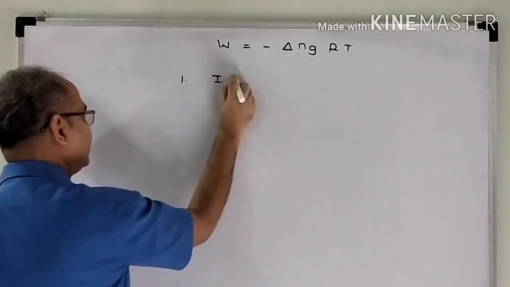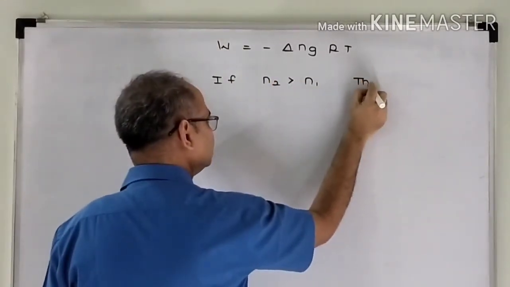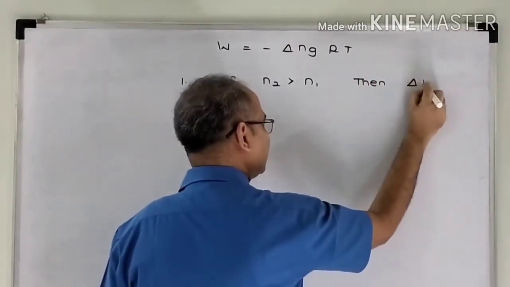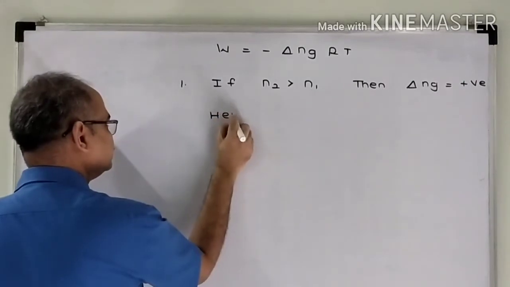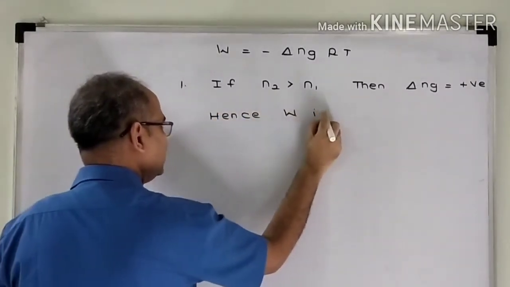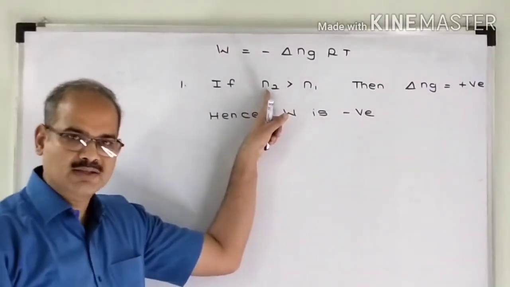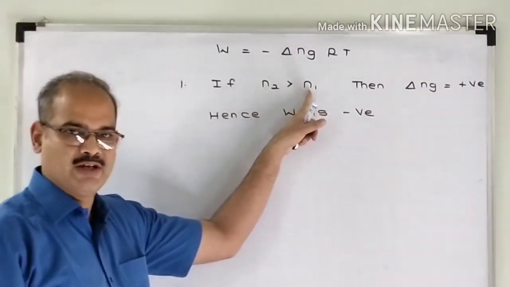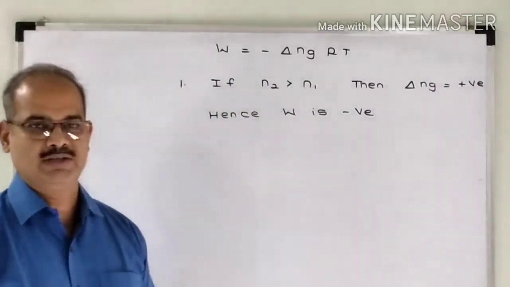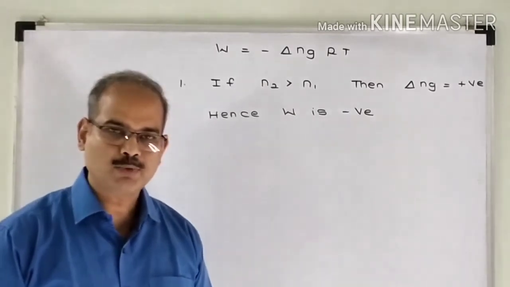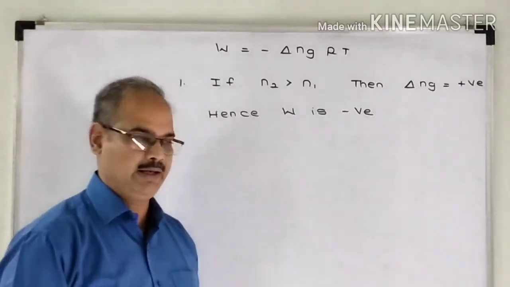Now, if N2 is greater than N1, then delta Ng is positive. Hence, W is negative. If the number of moles of gaseous products are greater than number of moles of gaseous reactants, then work done will be negative. Or in other words, when a reaction proceeds with increase in number of moles, work done will be negative.